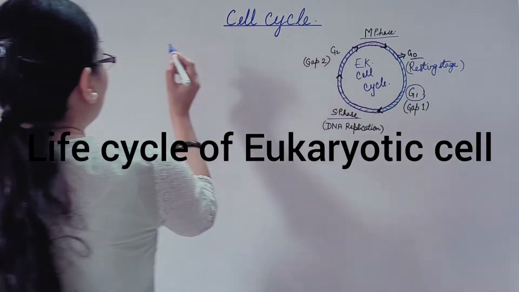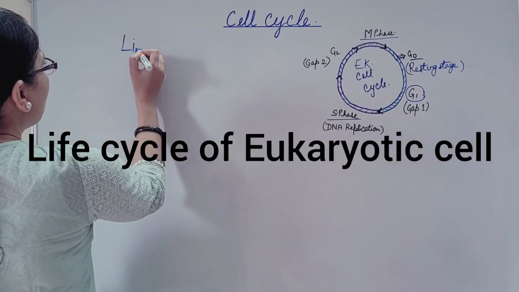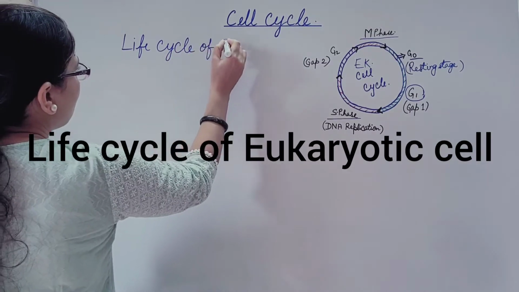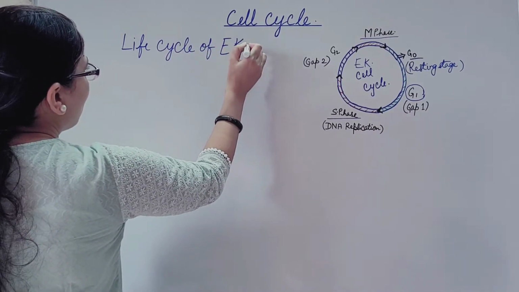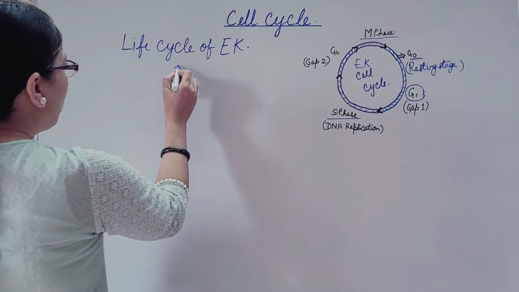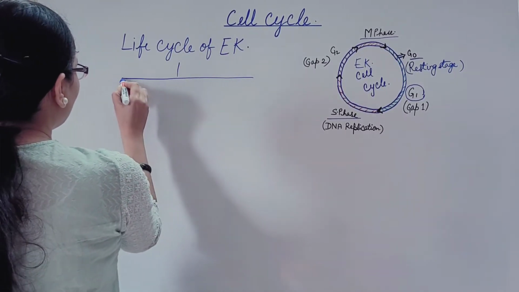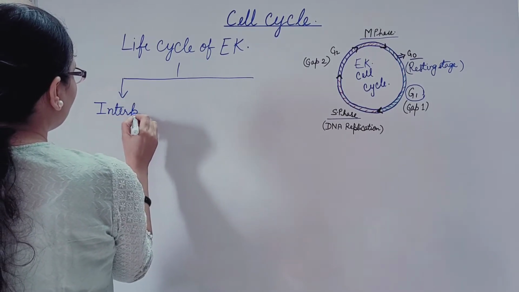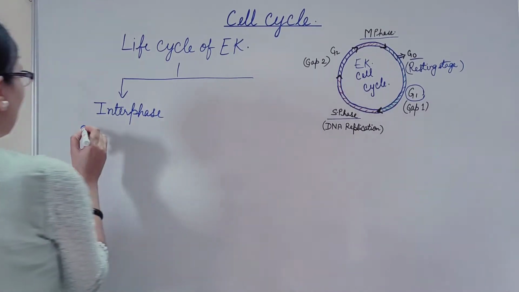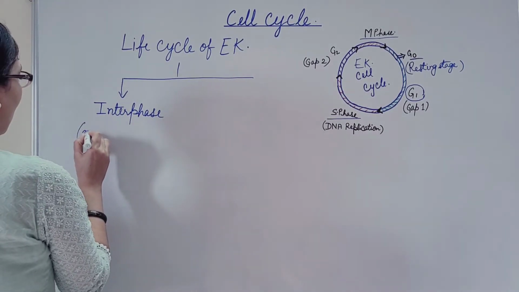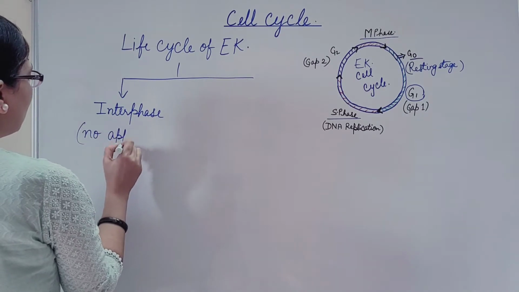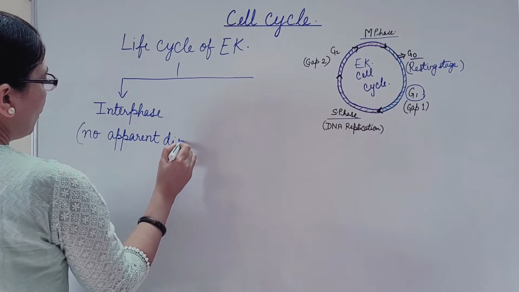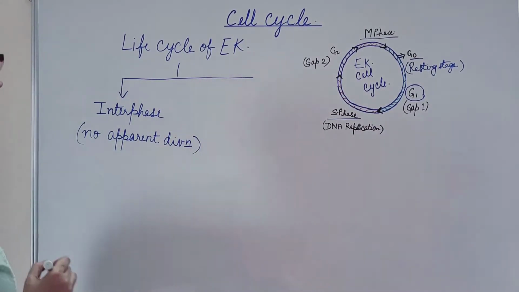What is the cell cycle? All the eukaryotic cells have a life cycle, and that is known as the cell cycle. It has two periods. One is interphase. This is the period of no apparent division. Here, no division in the cell is seen.